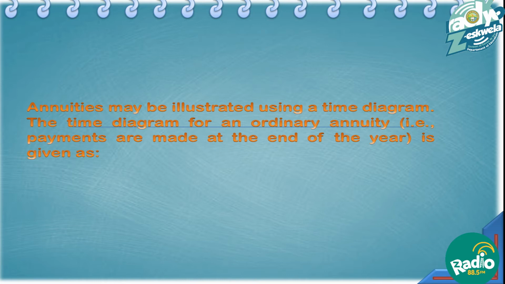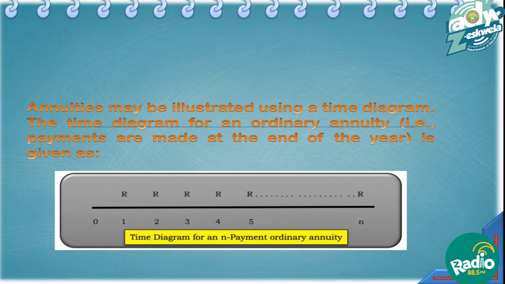The time diagram for an ordinary annuity, which means payments are made at the end of the year, is given as a line segment with an interval of periodic or regular payment on the upper part and number of terms on the lower part. The terms start from 0, then 1, 2, until n or t. For each term, there is an equivalent regular payment, capital letter R, on it.